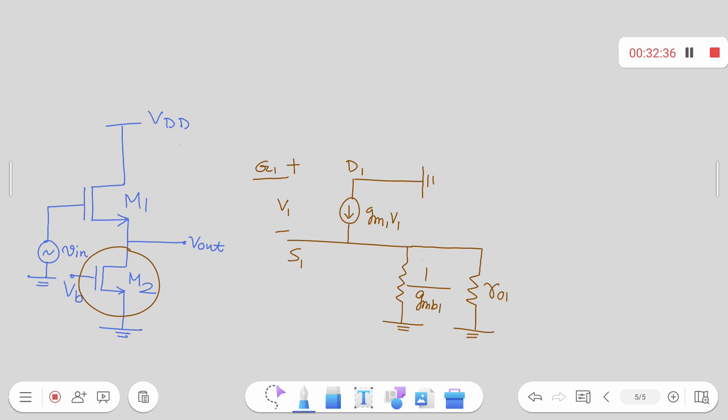That means what? Gate and drain, AC wise, are having the same potential. That kind of device you already encountered. DC wise, you have different voltage, it is there. But AC wise, in the small signal model, the gate and drain are shorted. So you have encountered this kind of device previously. That is called a direct connected load.